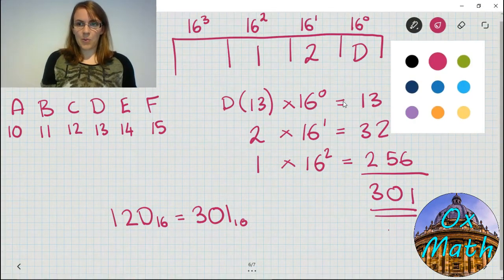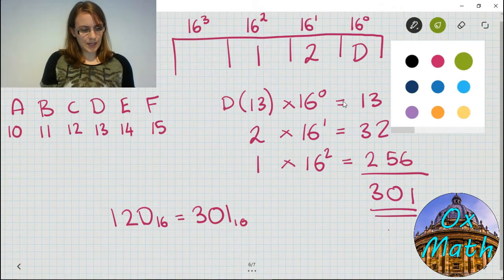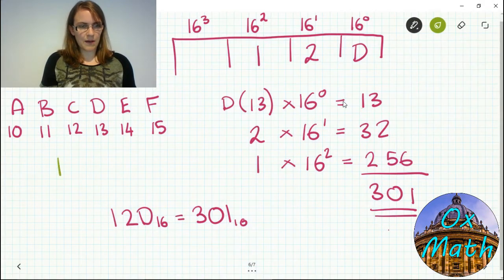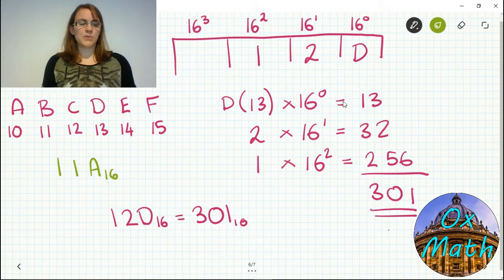So now you know how it works. Pause the video, test yourself, have a go at calculating what 11A in the hexadecimal system would be in our decimal number system.